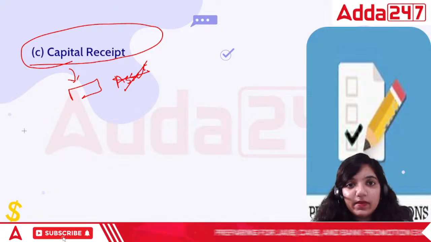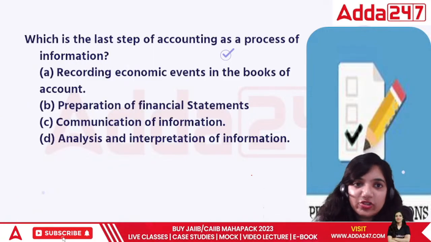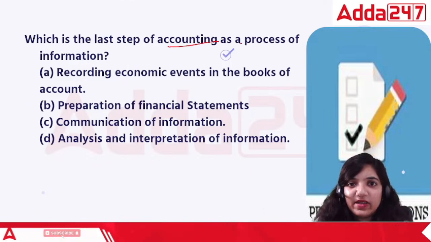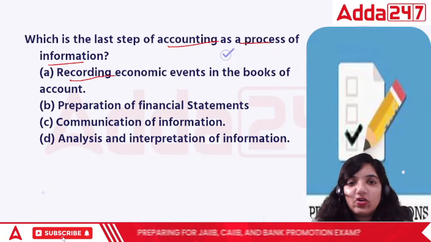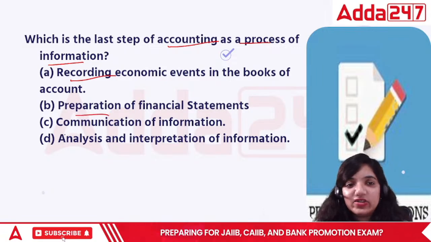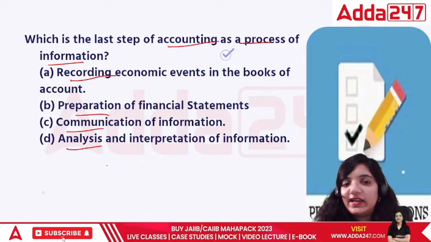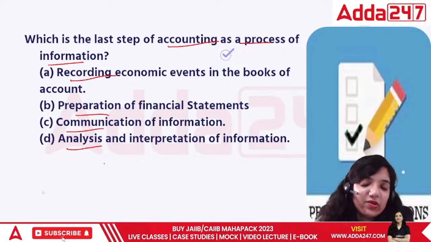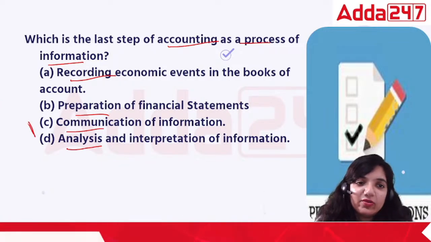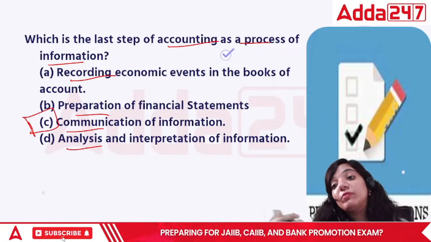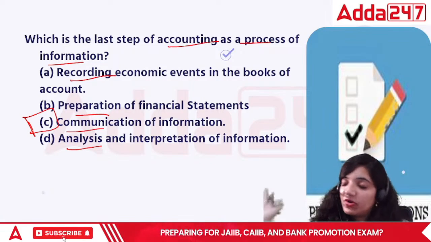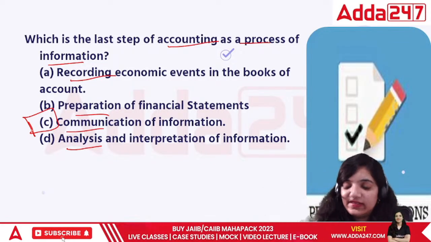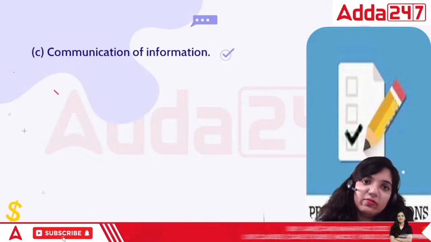Okay. Now let's move on to the next question. What is the last step of accounting as a process of information? Recording economic events, preparing the financial statements, communication, or analysis? The point is, when you have to tell things, the last point is always communication, because you will have to communicate and that becomes the end. You have processed everything in your books and then you say, this is the conclusion of it. It is called communication.